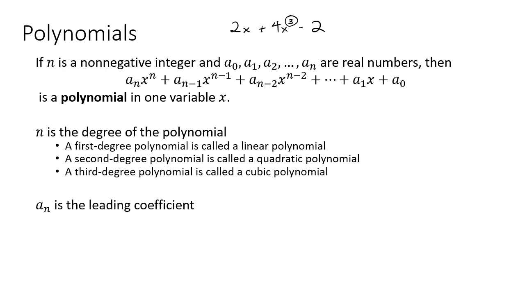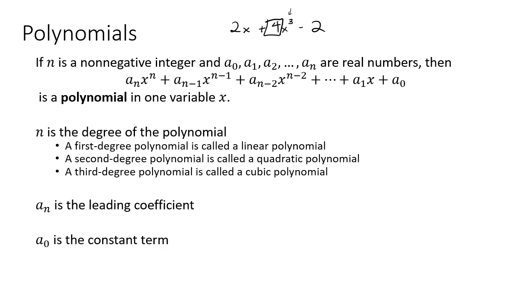So in this example we have up here, since the highest power of x is this x cubed, a positive 4 would be the leading coefficient of this polynomial. If you write them in descending order, of course, the leading coefficient will always be the constant out front.